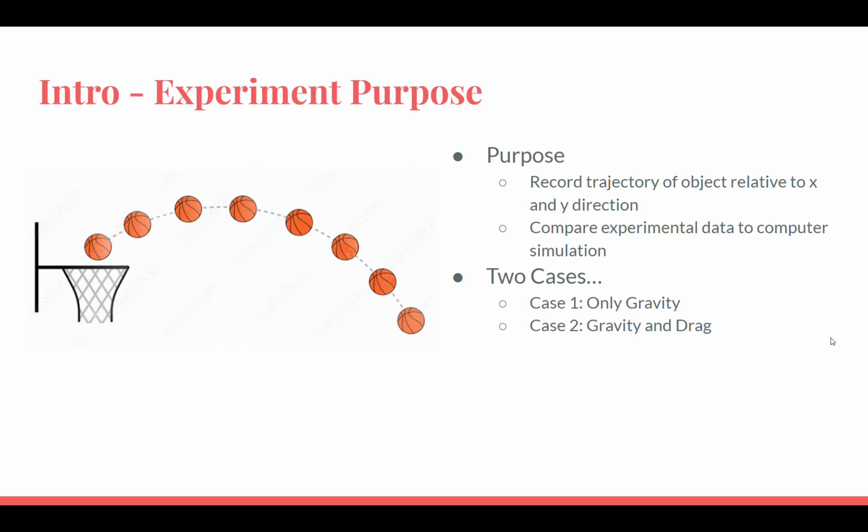So, the purpose of this experiment is to record the trajectory of a paper ball in both the x and y directions, and then compare that data to two computer models. In one case, the computer model only accounts for gravity, whereas in the other case, it accounts for gravity and drag.